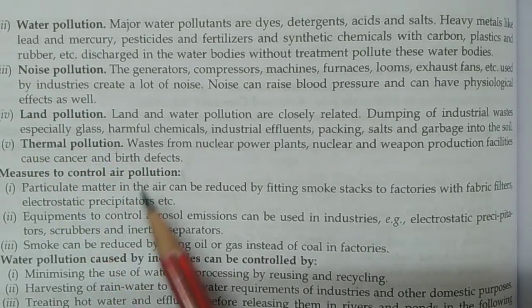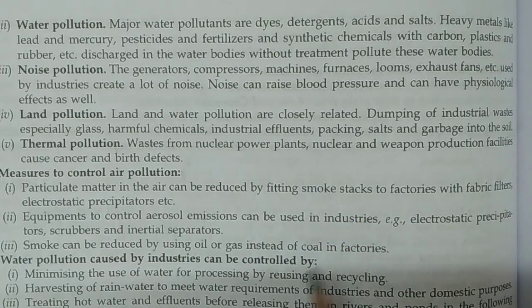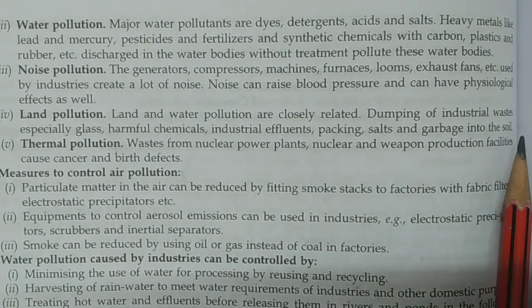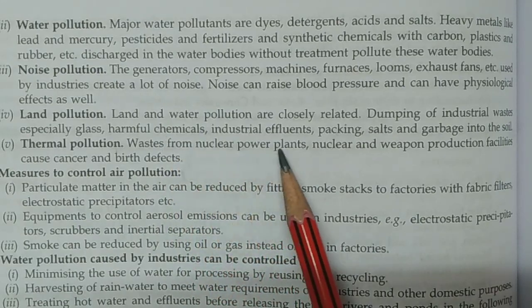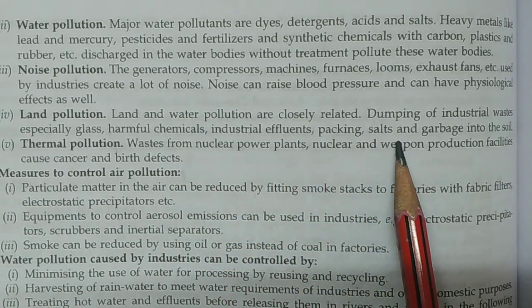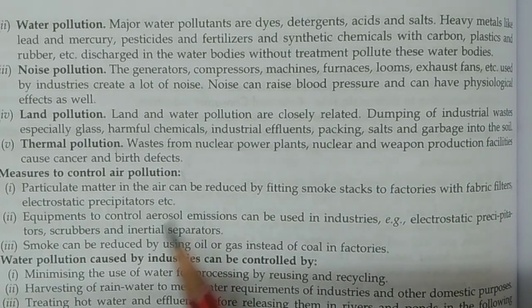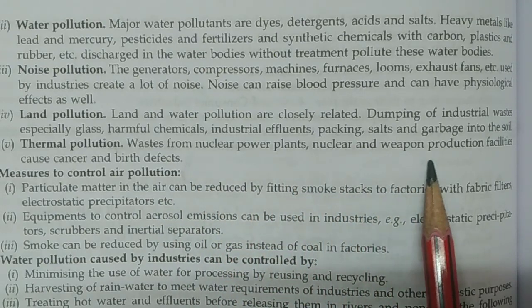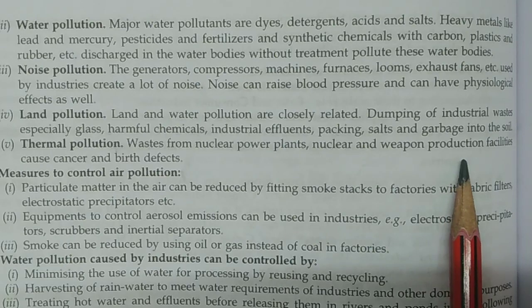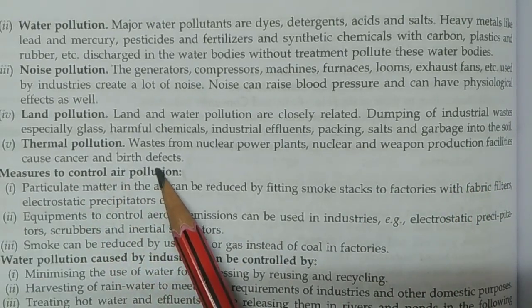Fourth, land pollution. Land and water pollution are closely related. Dumping of industrial wastage, especially glass, harmful chemicals, industrial effluents, packings, salts, and garbage into soil. Fifth, thermal pollution. Wastage from nuclear power plants and nuclear weapon production facilities cause cancer and birth defects.